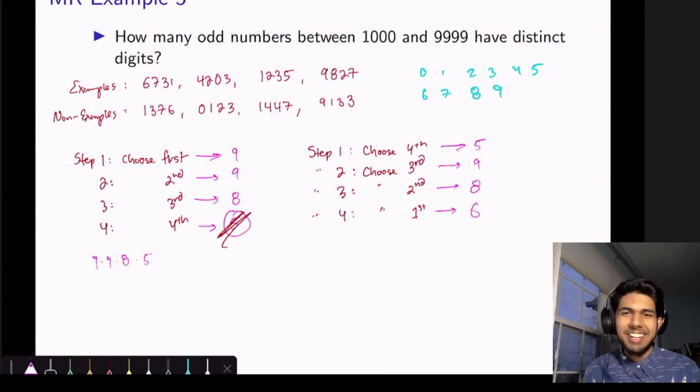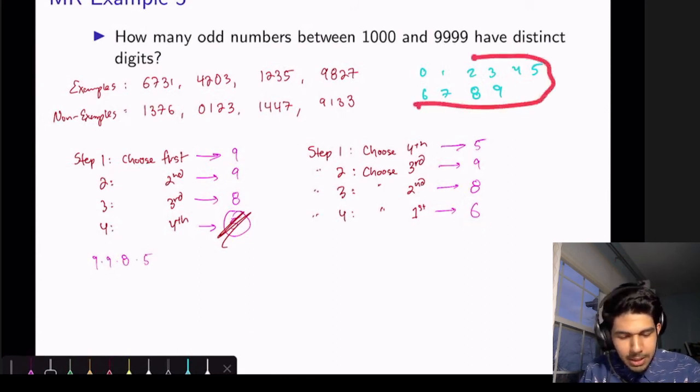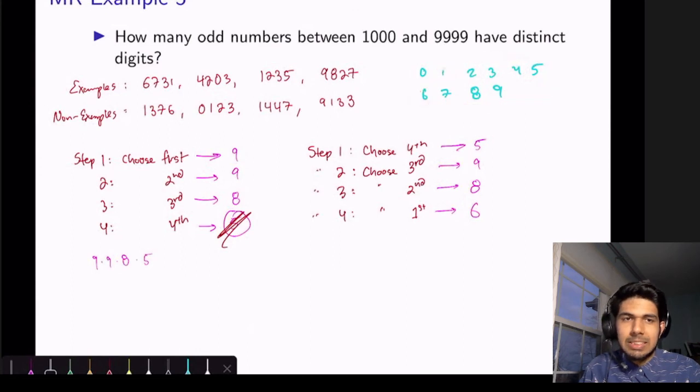But wait, this is also wrong. It's like, why is this wrong now? Well, let's think about it. How did we come up with this 6? We said that there were 9 choices for the first digit, and then we subtracted a 3 because we didn't want it to be the same as the 3 we had already chosen.